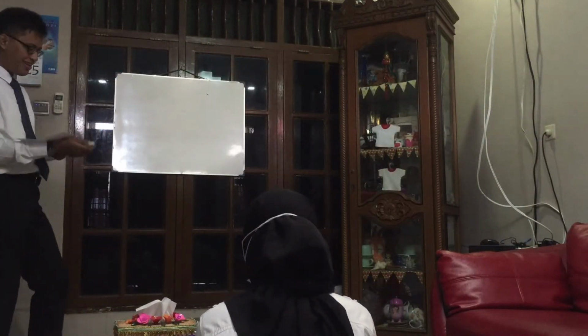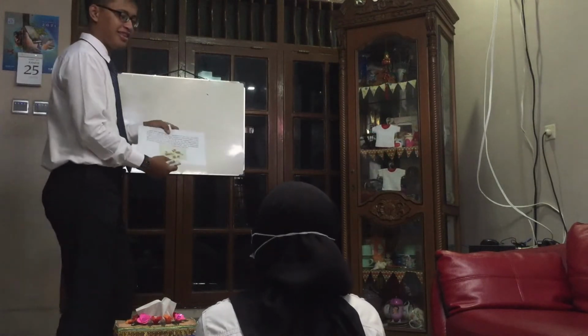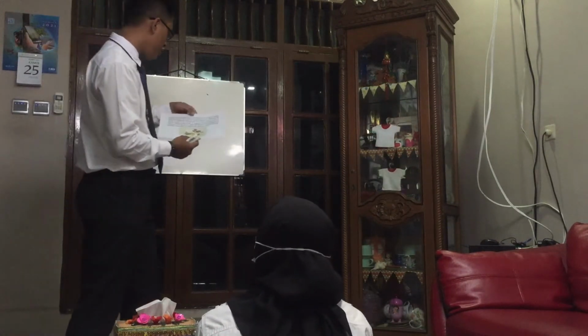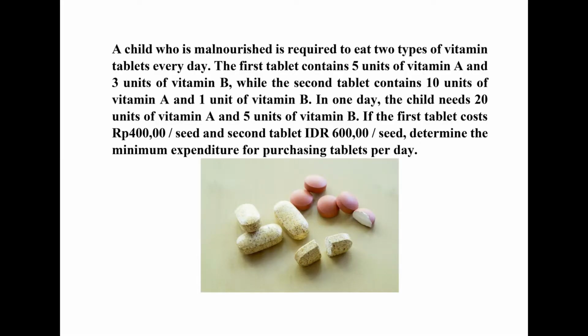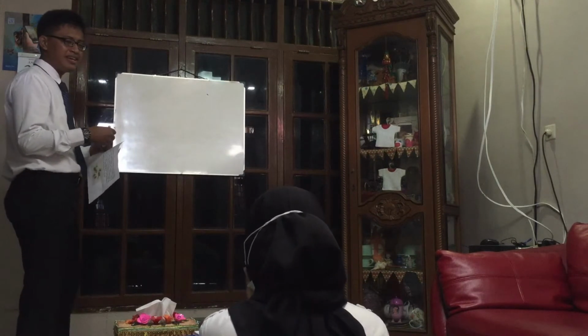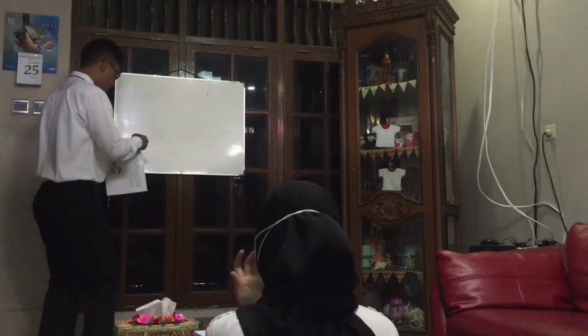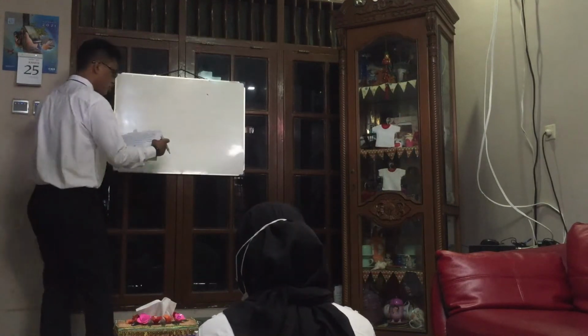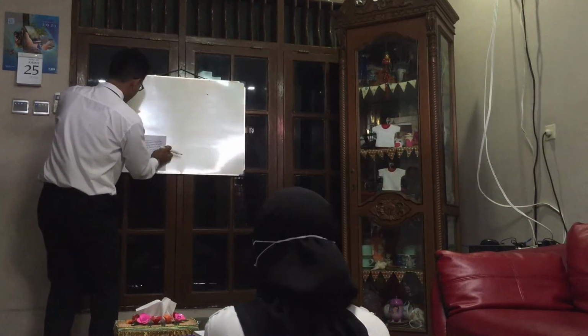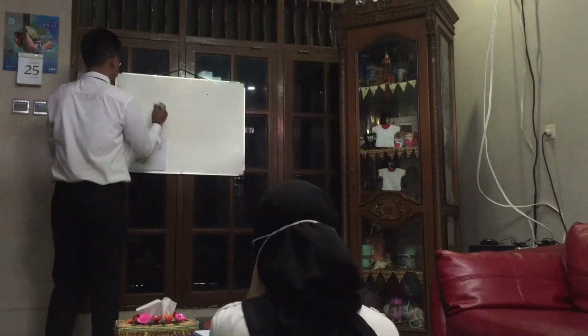Okay, students, let's go to another example. Okay, can you see it? Yes. I have the example here, a contextual problem especially. Remember the first step, we should make the mathematical model. To make it easier, because this is a contextual problem, we can make the table first.